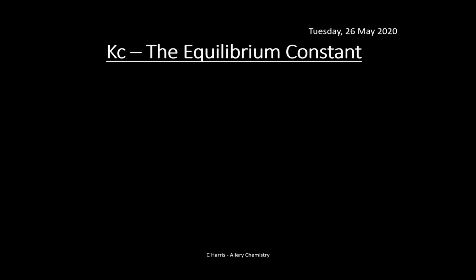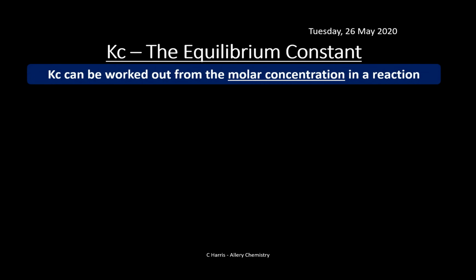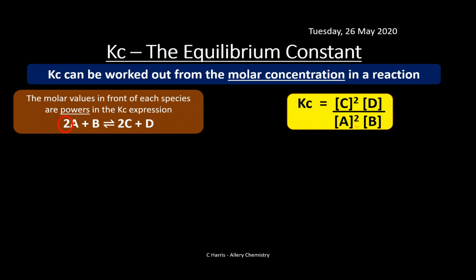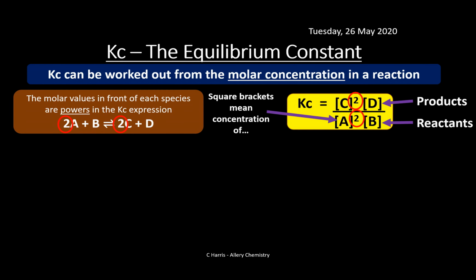Okay, so Kc, the equilibrium constant. Remember we were looking at Kc before and looking at the equilibrium of these. So Kc is looking at the equilibrium of reactions, and Kc can be worked out from the molar concentration of a reaction. Remember we're looking at what Kc is and what can impact Kc. The molar values in front of each species are the powers in a Kc expression. When we write out Kc, we put products over reactants. Our products are on the top, reactants are at the bottom, and square brackets mean a concentration of something. Okay, just as a reminder.